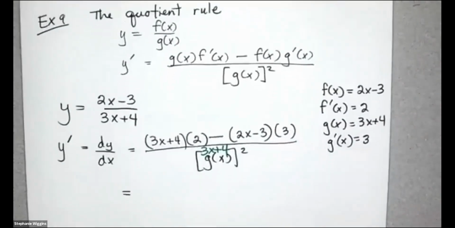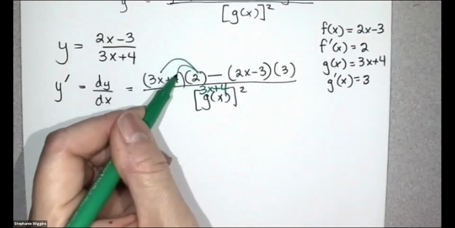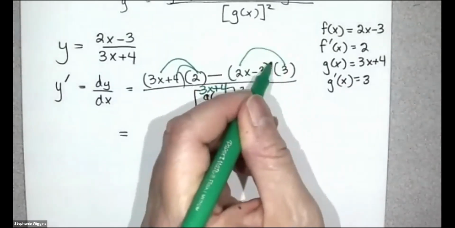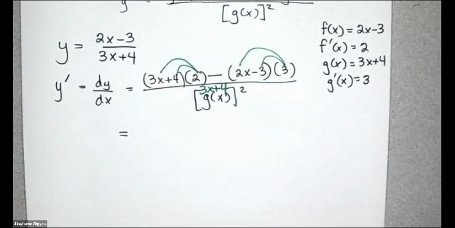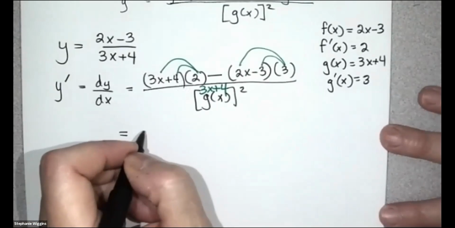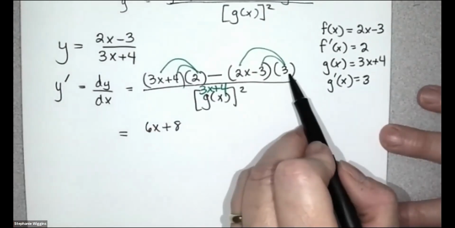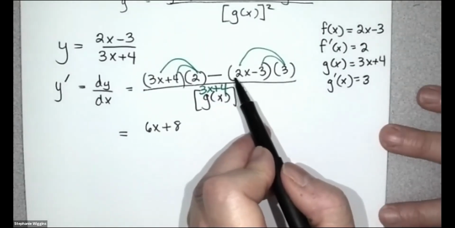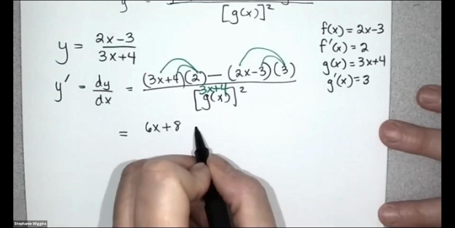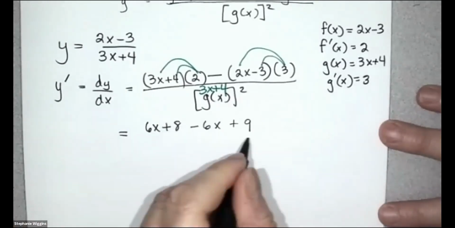So to do this, I'm going to distribute the 2 and the 3. And I also have to distribute this negative, right? So 2 times 3x plus 4 is 6x plus 8. Negative 3, because I have 3 times this negative here, that's negative 3 times 2x minus 3 is negative 6x. The double negative is going to give me plus 9.